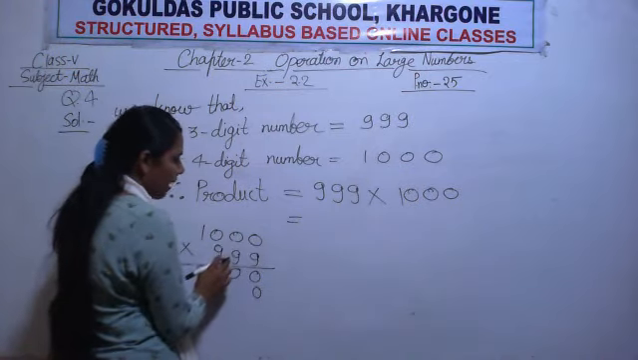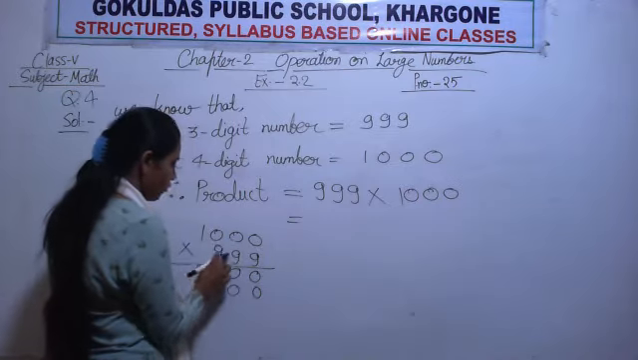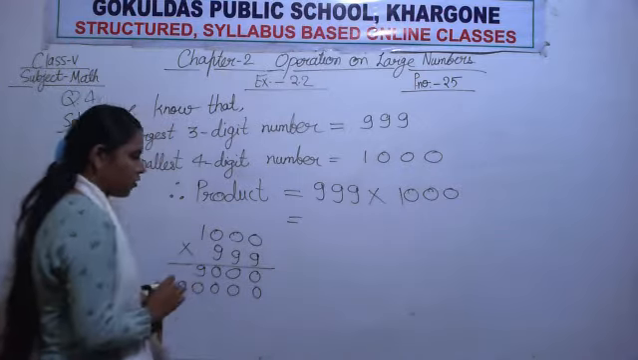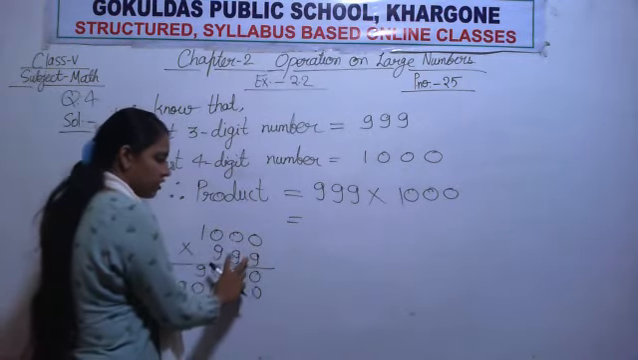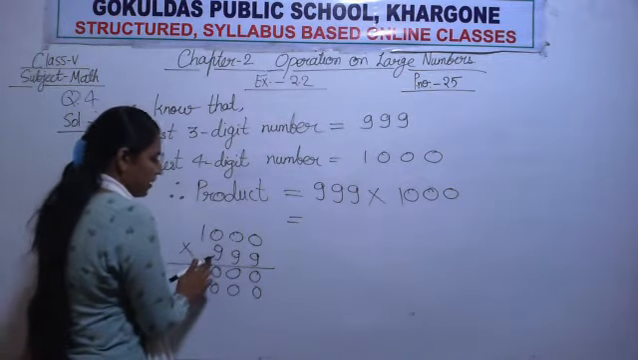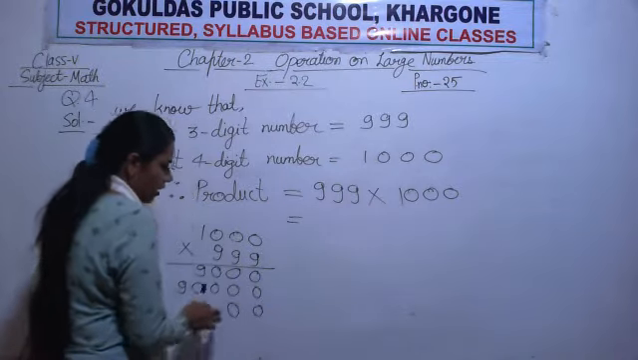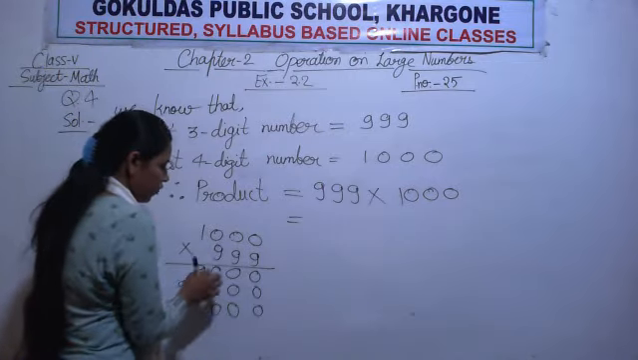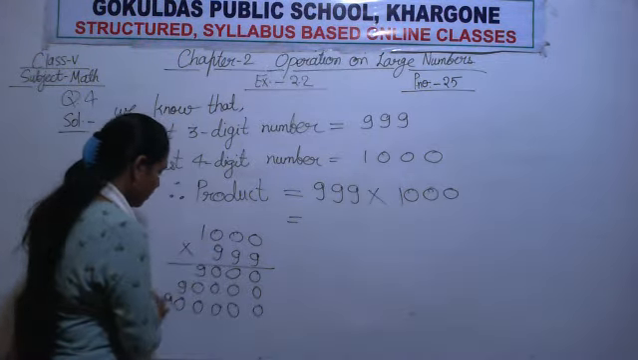Now multiply the multiplicand by this 9. 9 into 0 is 0, 9 into 0 is 0, 9 into 0 is 0, 9 ones are 9. Now we have done multiplication with these 2 nines. Now it is the turn of this 9, which is at the hundreds place, so put 2 zeros. Now start multiplying: 9 into 0 is 0, 9 into 0 is 0, 9 into 0 is 0, 9 ones are 9.